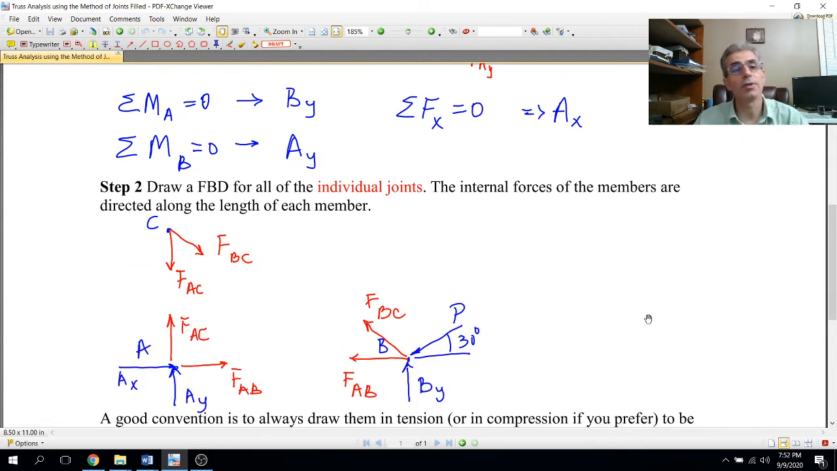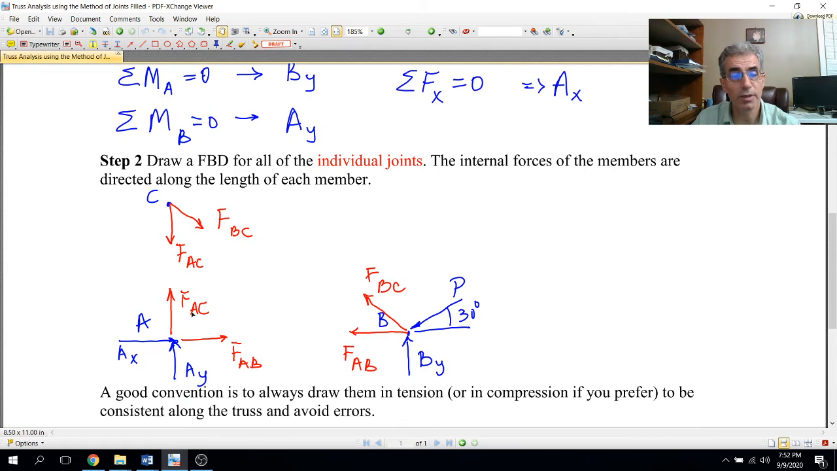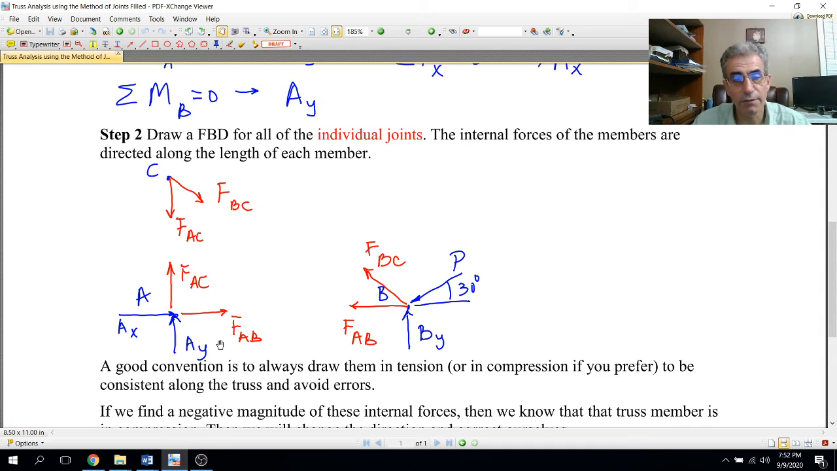Then the second step is to isolate individual joints and draw free body diagrams for each one of them. As you can see, in this second step the only unknowns are the internal forces in each member. The convention is to draw them either in tension or in compression, but you need to be consistent. Once you start with one in tension, you have to do all of the others in tension. Most engineers generally use tension by convention.